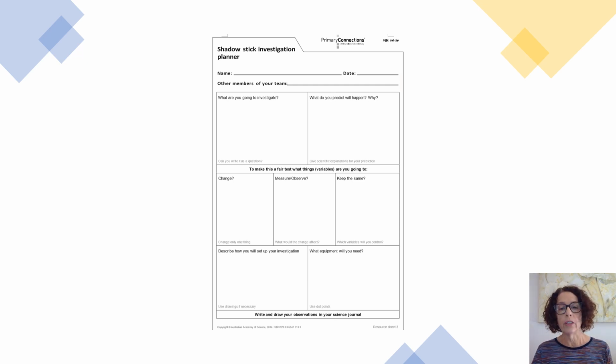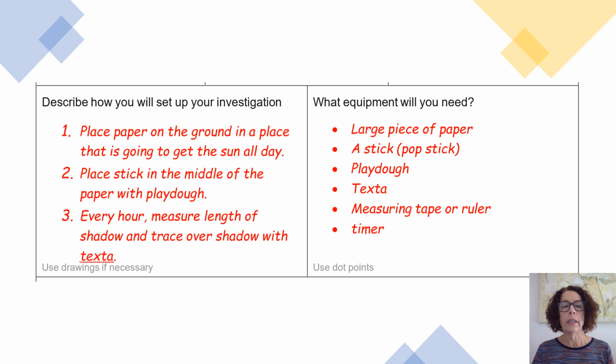Okay, the next section that we're going to look at is what equipment you will need, and you can probably work this out from what we've talked about in the setting up part of this. So you're going to need a large piece of paper, so you might need to paste a few pieces together or use some sticky tape. You might even have a large box that you can find that you can flatten out and put on the ground. You're going to need a stick.